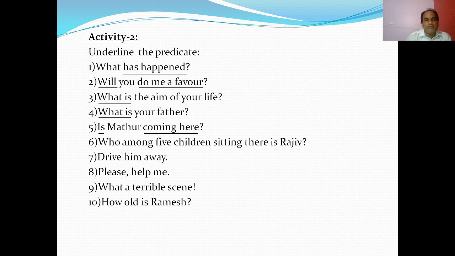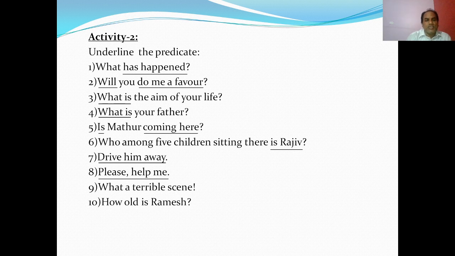Mathur is the subject. Who among the five children sitting there is Rajiv? Which is the predicate? Is Rajiv is the predicate. Who among the five children sitting there is the subject. Drive him away. Drive him away is the predicate. So the subject is you here. Understood? Please help me. Please help me is the predicate here. What is the subject? You. Understood? So you is the subject.